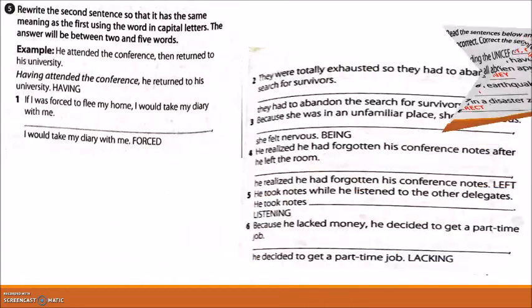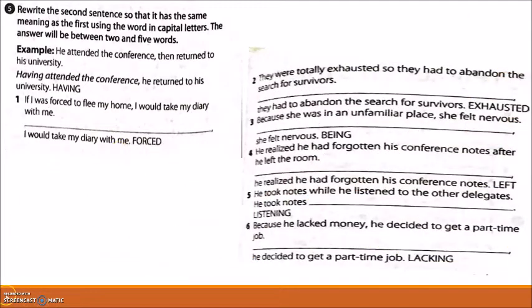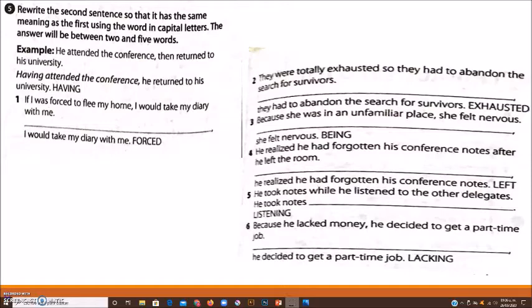For number 5, it says, rewrite the second sentence so that it has the same meaning as the first using the word in capital letters. The answer will be between 2 and 5 words. Example, it says, he attended the conference, then returned to his university. So we will have to change it. Having attended the conference, he returned to his university. And we have "having", so we're also adding this one in at the beginning.